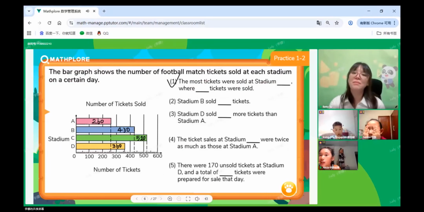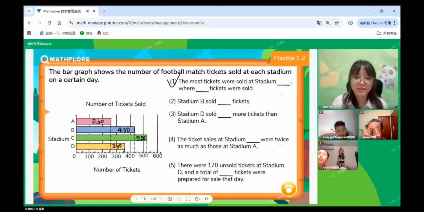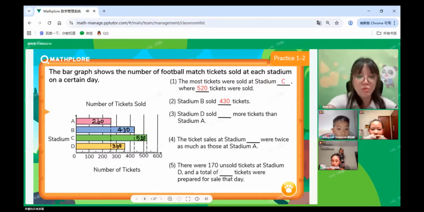The first question: the most tickets were sold at which stadium? The longest one. Stadium C. Good. Stadium C, the longest is the green one, right? How many tickets were sold? 520 tickets were sold. 520. Good. And Stadium B sold how many tickets? 430. Good. All right, then let's move on.